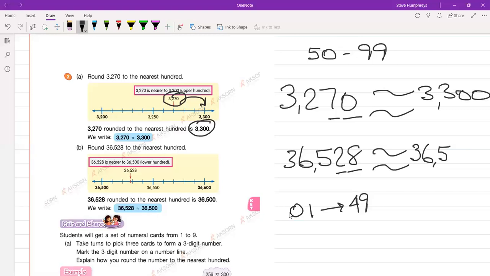Let's write that properly, it's a bit messy. Not much better. Round it down, there it is there. You will round it down to the lower 100, 36,500. We write 36,528 rounded to the nearest 100 is 36,500.